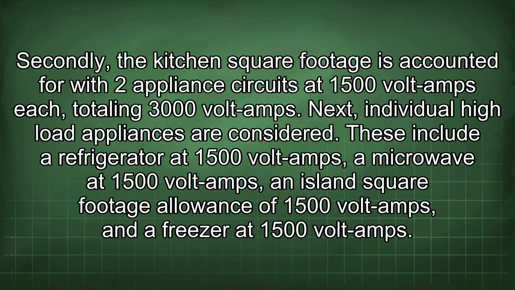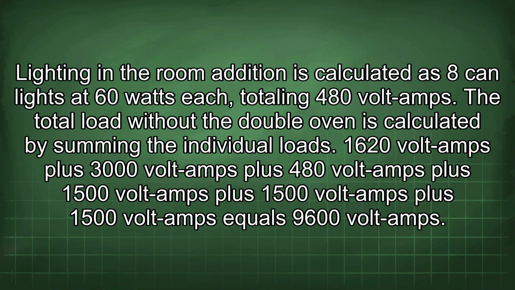Next, individual high-load appliances are considered. These include a refrigerator at 1500 volt amps, a microwave at 1500 volt amps, an island square footage allowance of 1500 volt amps, and a freezer at 1500 volt amps. Lighting in the room addition is calculated as 8 can lights at 60 watts each, totaling 480 volt amps.